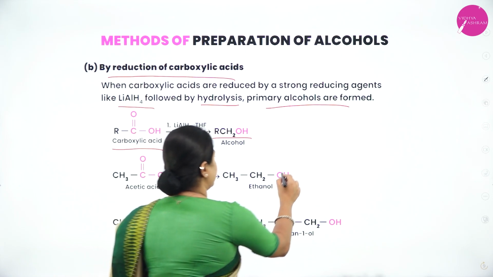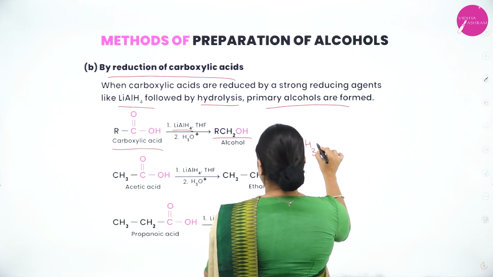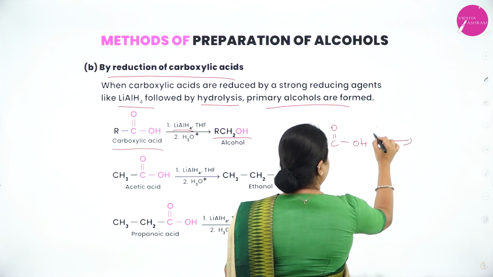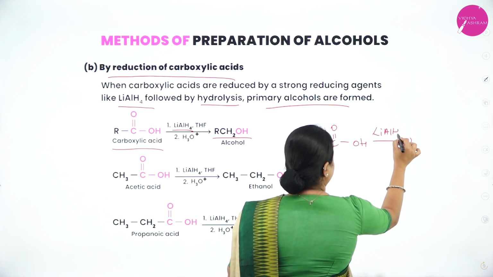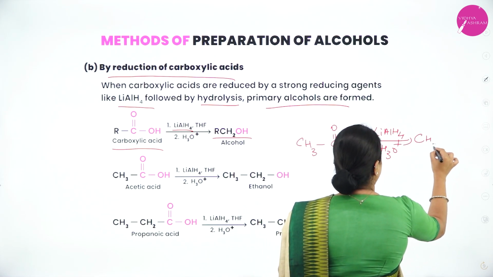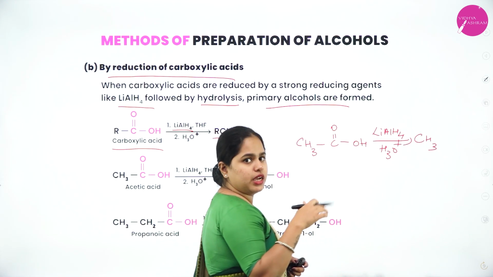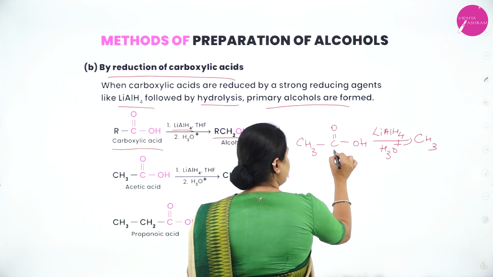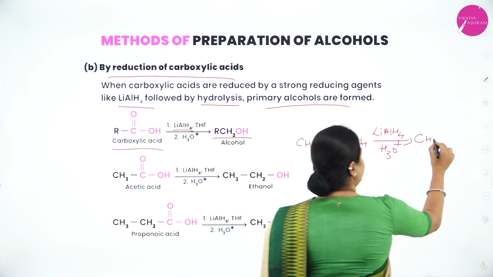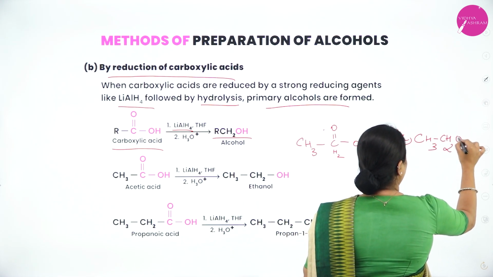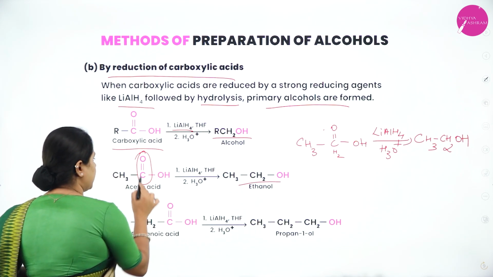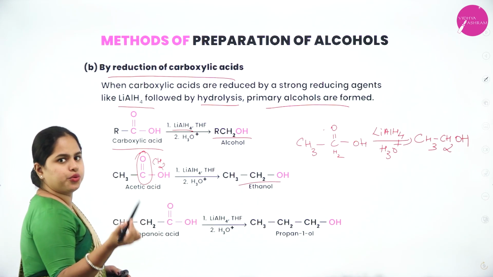As you can see here, acetic acid, CH3COOH, is taken, to which, in presence of lithium aluminium hydride and hydrolysis, what you are going to get? You are going to get CH3, and this C double bond O will become CH2. We are going to add H2 here, so this bond will be broken. You are going to get CH3CH2OH. CH3CH2OH will be formed. So like that you can remember.